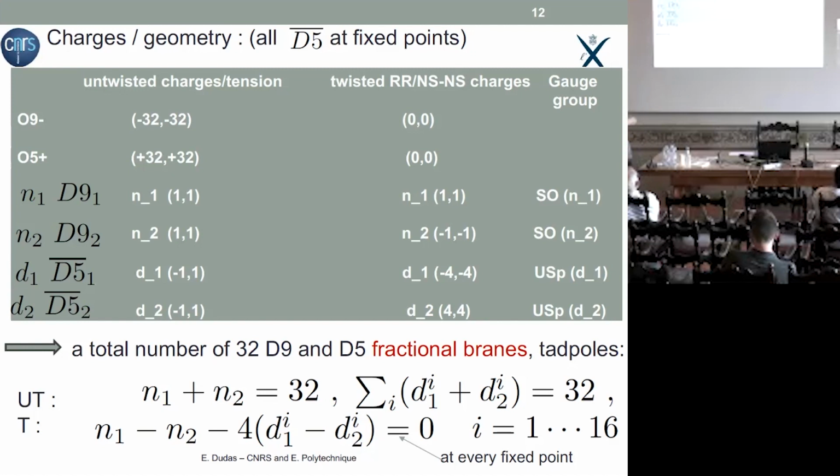And since in this model the orientifolds have no twisted charges, the branes should adapt such that the twisted charges add up to 0. So what you see here is what is called untwisted tadpole cancellation, the total number of branes being 32 or 16 depending on your convention. And here the couplings of the branes: you see opposite couplings of the 2 types of D9 branes, and the opposite couplings of the 2 types of D5 branes should adapt to 0.